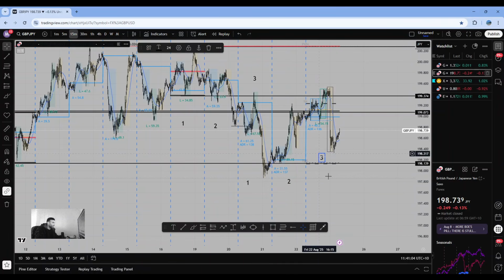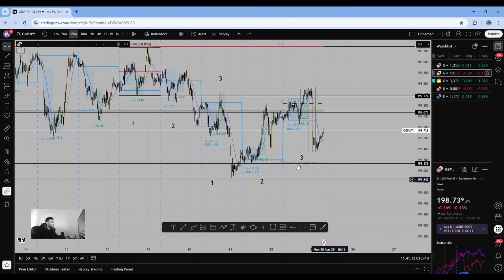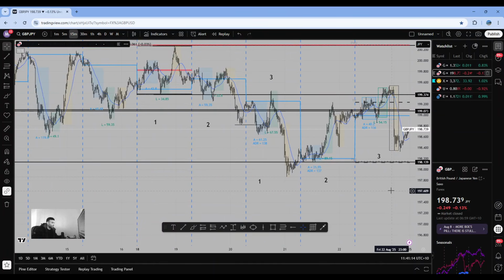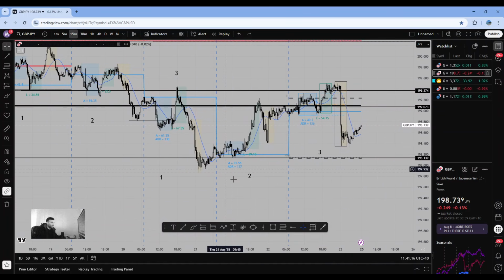Now, just because it's day 3, it doesn't mean I'm entering trades. I've got to wait for timing, level, and behavior of price to confirm the day 3 trade. And what do we have here? As you can see, day 2 closed as an inside day and also as an update.